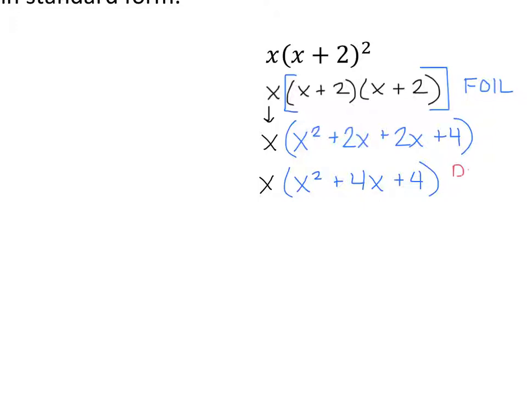Okay, now distribute the x. So x times x squared gives us x cubed. x times 4x, 4x squared. x times 4 is 4x. Okay, parentheses are gone. Do we have any like terms to combine? No. Each x is different, has a different degree. Okay, are the degrees in order? Biggest to smallest? Yes, so that is our answer.